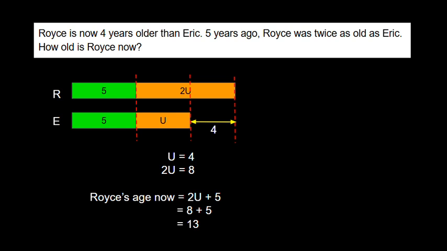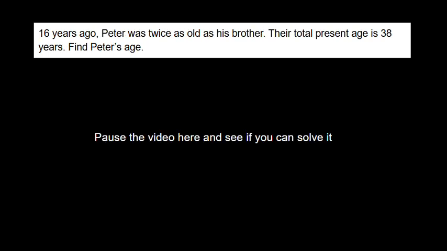Straightforward. Okay, now let's do another one or two more questions. Sixteen years ago, Peter was twice as old as his brother. Their total age is 38 years. Find Peter's age. Same thing, you can pause the video here, or I will start again in 5 seconds.